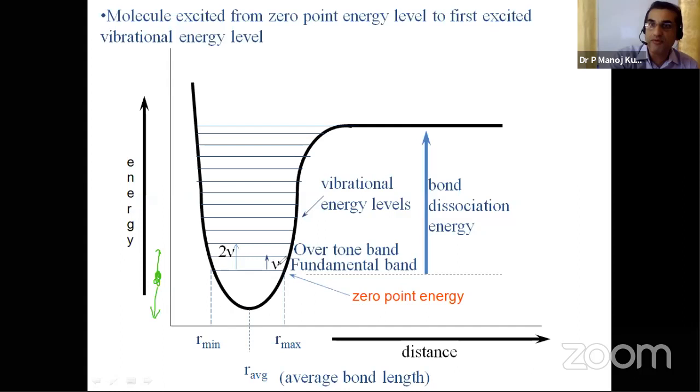As I said before, resonance will happen and this carbon-chlorine bond will absorb this energy and jump from the ground state to the first excited state. So it jumps and you get an IR absorption band, which I already mentioned to you is called the fundamental band.